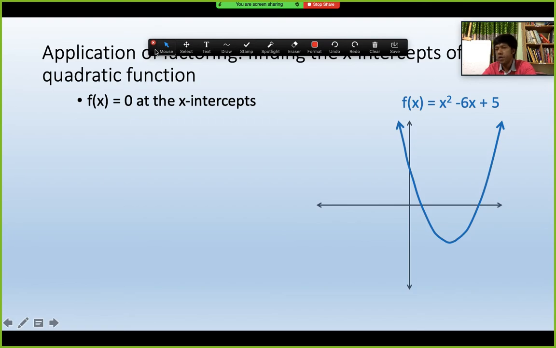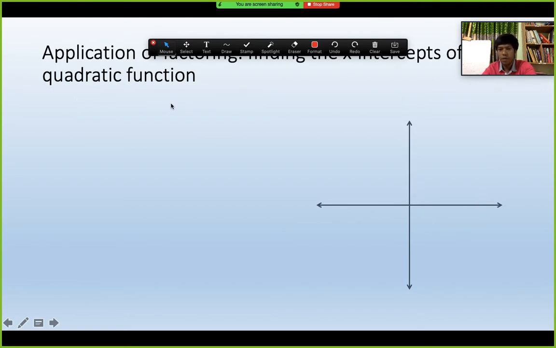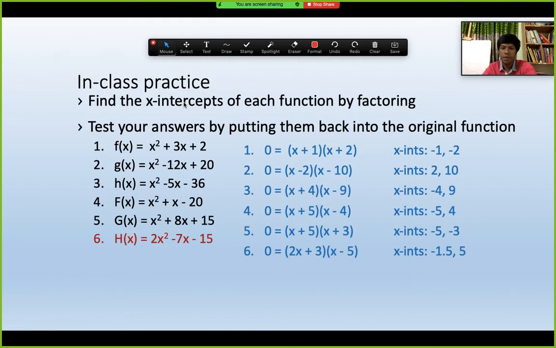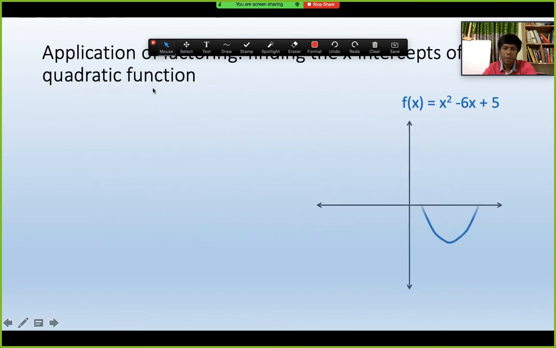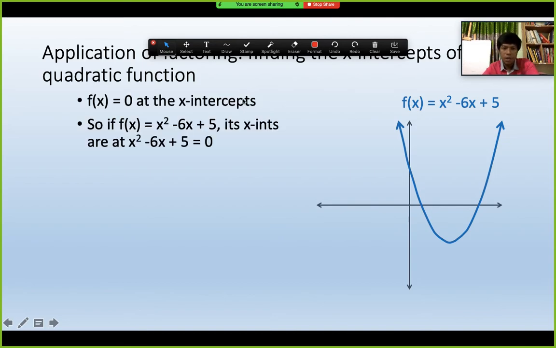Then where is the application of that thing? Suppose we learned this thing. Where is the application of this thing? The application is, let's say you have x squared minus 6x plus 5. This is a given function. So what is the y-intercept? What is the x-intercept?